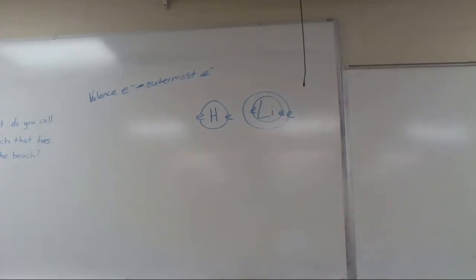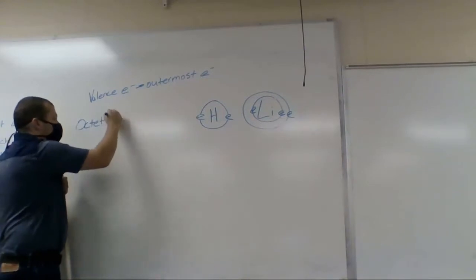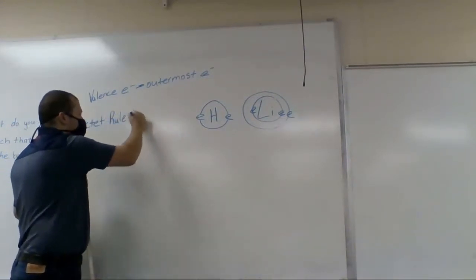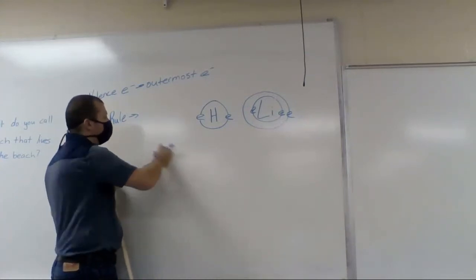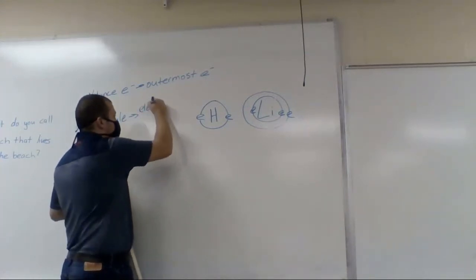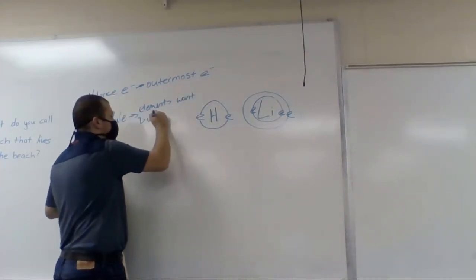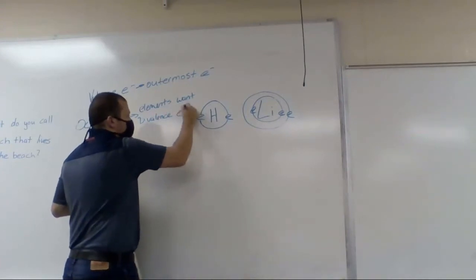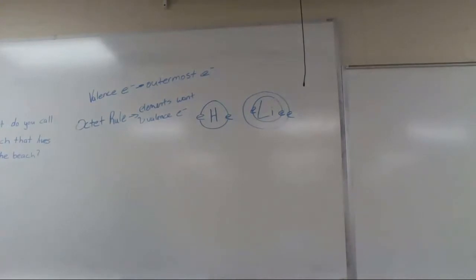What's our golden number? Do we remember? 8 is the golden number. What we call that is the octet rule. The golden number is 8. Elements want 8 valence electrons.